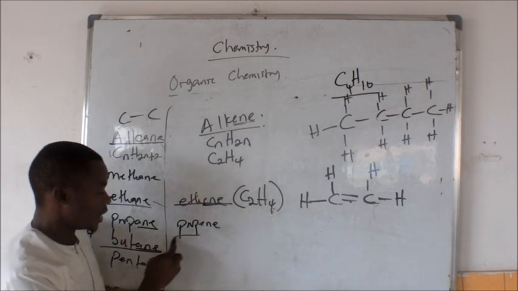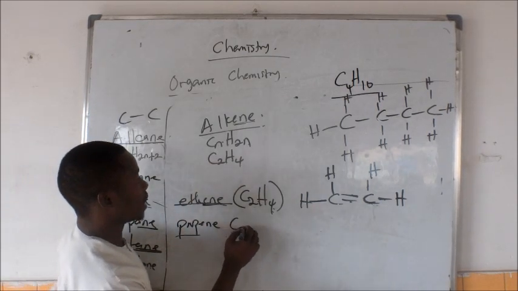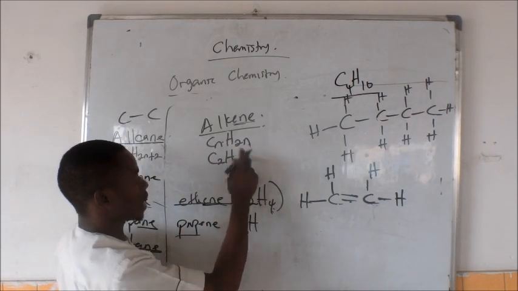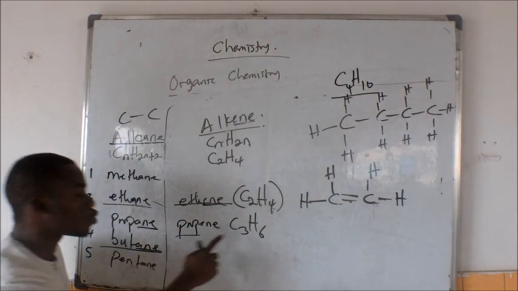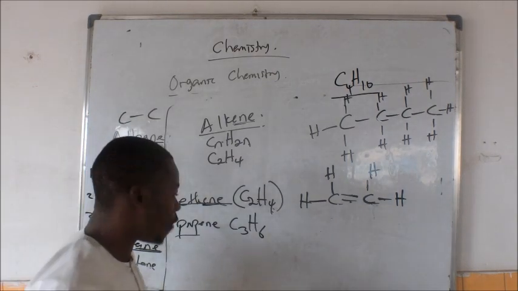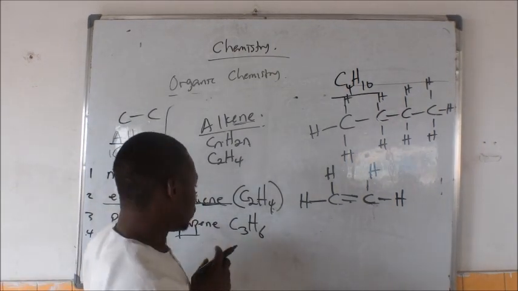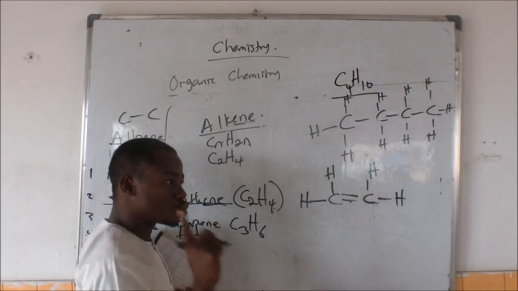Propane is what? Is 3. If you put n equal to 3, that means you have what? C3H(2 times 3, 6), C3H6. That is the molecular formula of what? Propene. Now, if you want to draw the structural formula of propene, what you should put at the back of your mind is that you should have what?